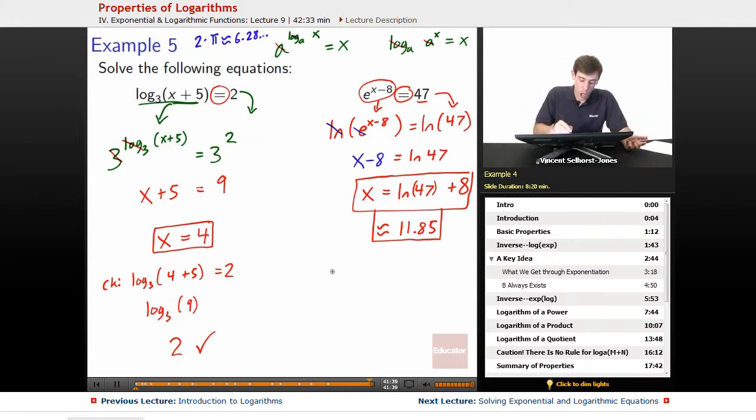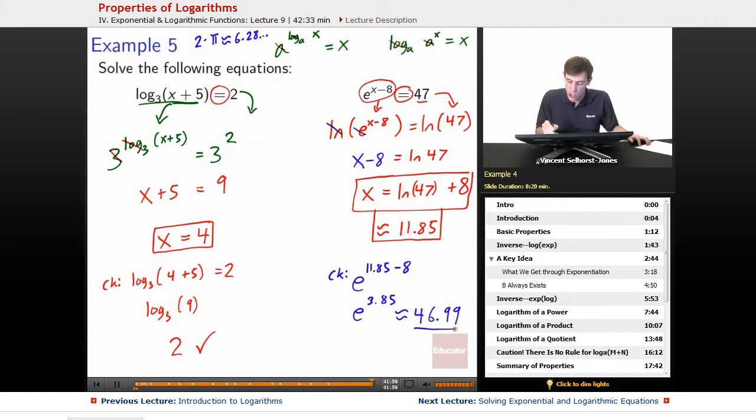get it approximately. We can check with this number, and we have that e to the, let's use our decimal approximation so we can actually put it into a calculator, e to the 11.85 minus 8. So that will become e to the 3.85. e to the 3.85 winds up being approximately 46.99. So that checks out because ultimately, remember, we just said it was an approximation, not perfectly the answer. The thing that is perfectly the answer is this one right here.